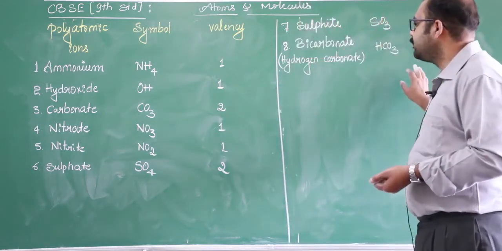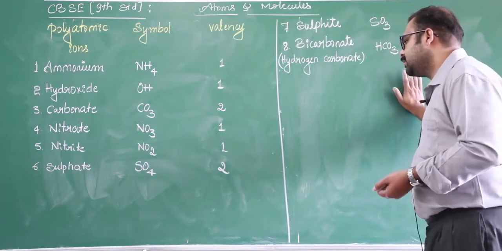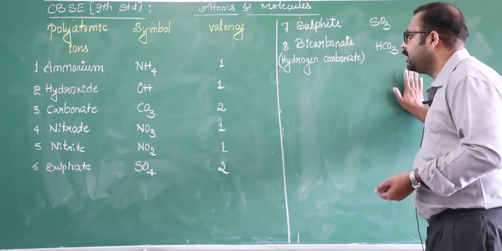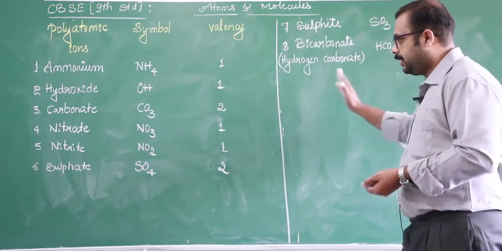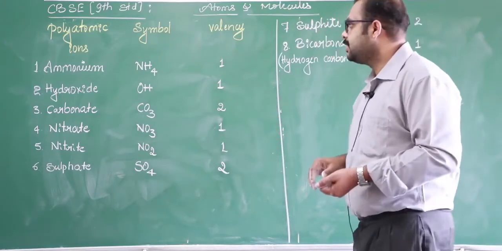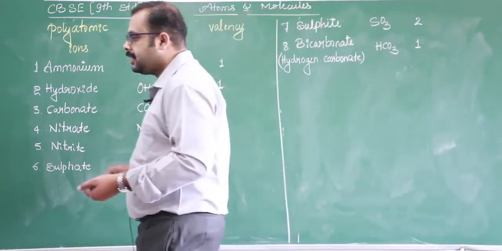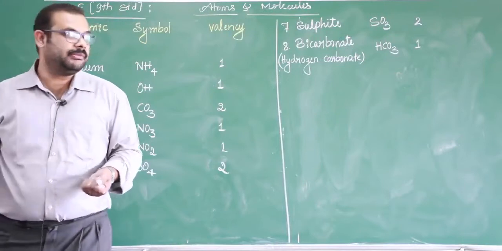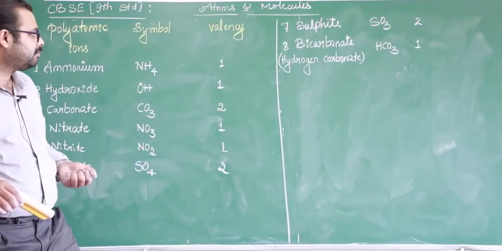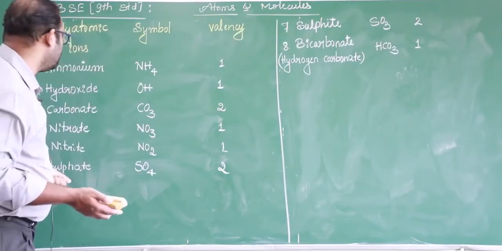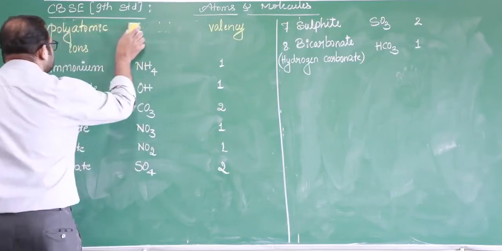So these are some of the important polyatomic ions. You have to practice this also, and you have to remember their respective symbol and valency. Now, after knowing the valency of some elements and polyatomic ions, let's see how to write a chemical formula.